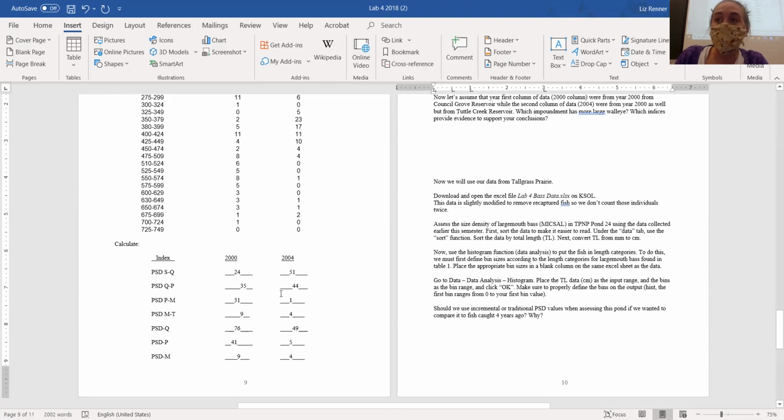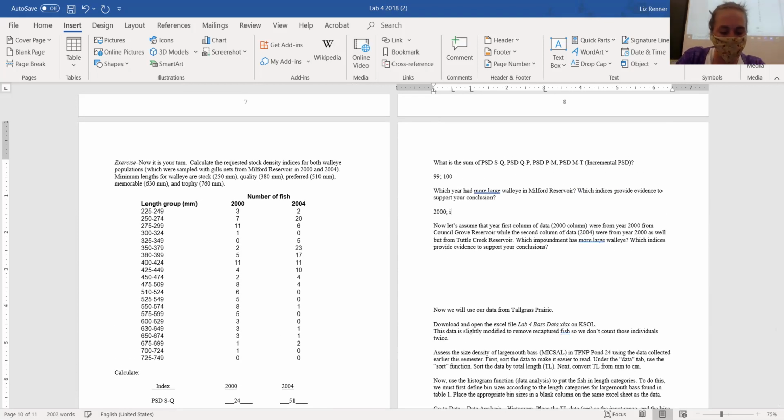So really, both the incremental and the traditional, all of the 2000 ones tend to be higher. But especially the traditional ones. When we're comparing within the same reservoir, we would probably want to use incremental, if we're not comparing among years. But for preferred through memorable and memorable through trophy, for 2000 we just see 31.9 versus 1.4. It's pretty stark. So probably the incrementals would be better to use in that situation.